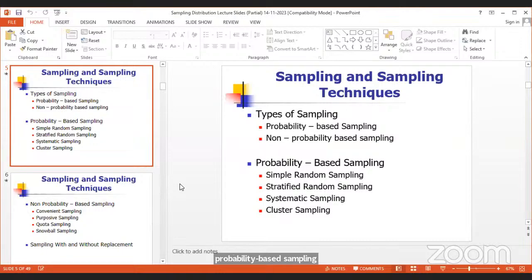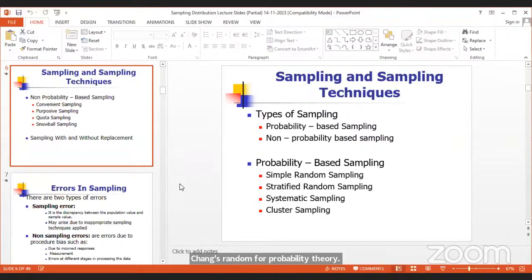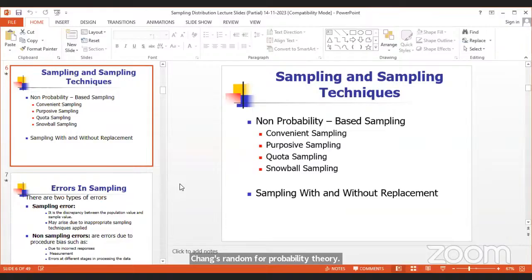So we say probability-based will employ the use of chance mechanism, probability theory, and random techniques, while non-probability-based is not employing any of those chance, random, or probability theory in its selection. And then we looked at different types of probability sampling.